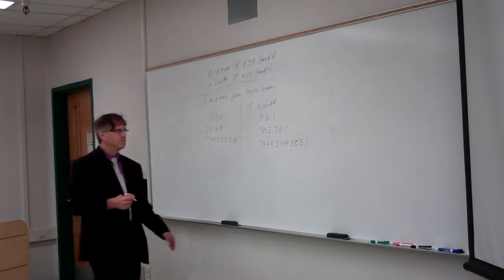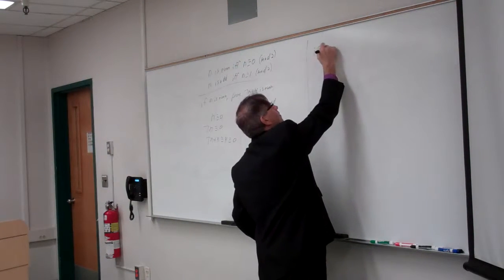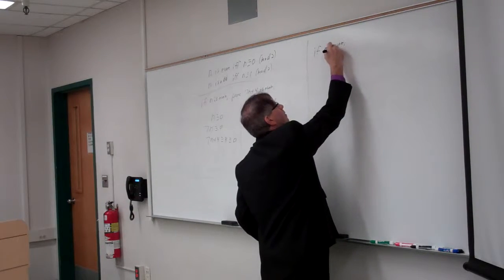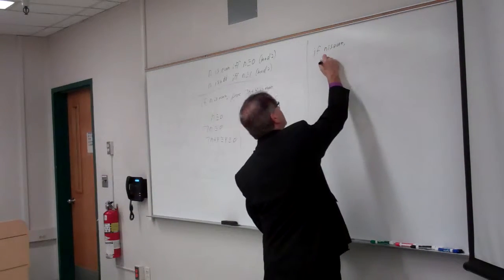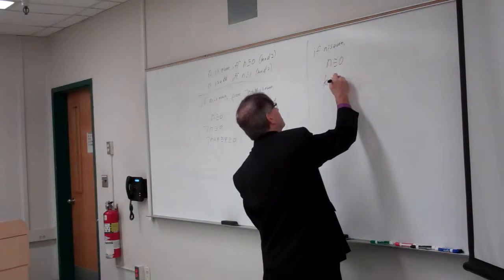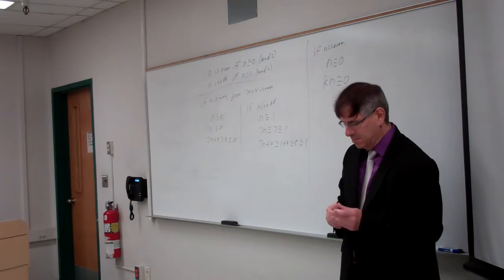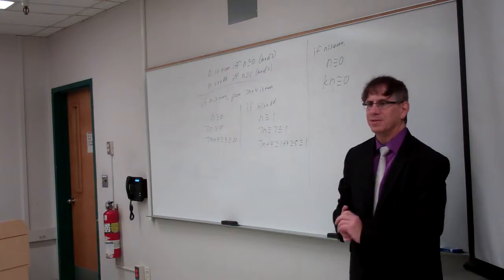And we can do even more general things. If n is even, n is congruent to 0, and any multiple of n is still going to be congruent to 0. So any multiple of an even number is even.